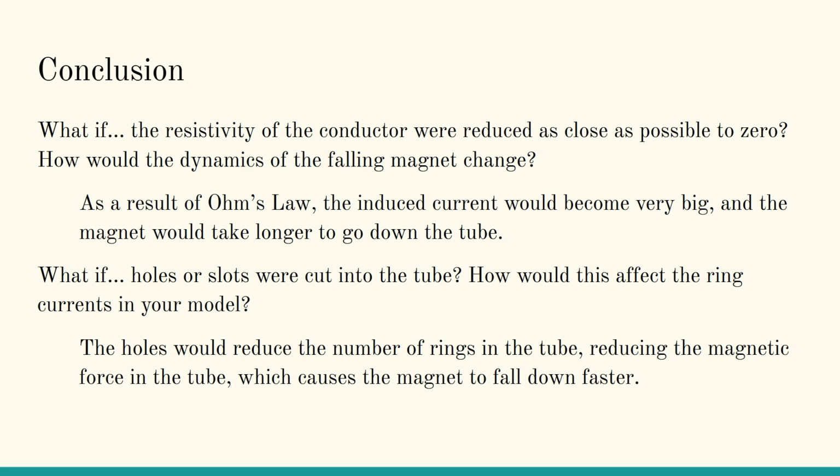What if the resistivity of the conductor were reduced as close as possible to zero? How would the dynamics of the falling magnet change? As a result of Ohm's law, the induced current would become very big. The magnet would take much longer to go down the tube.